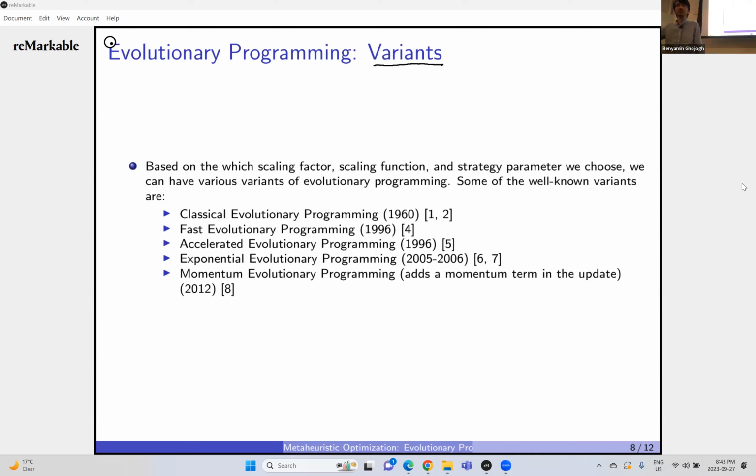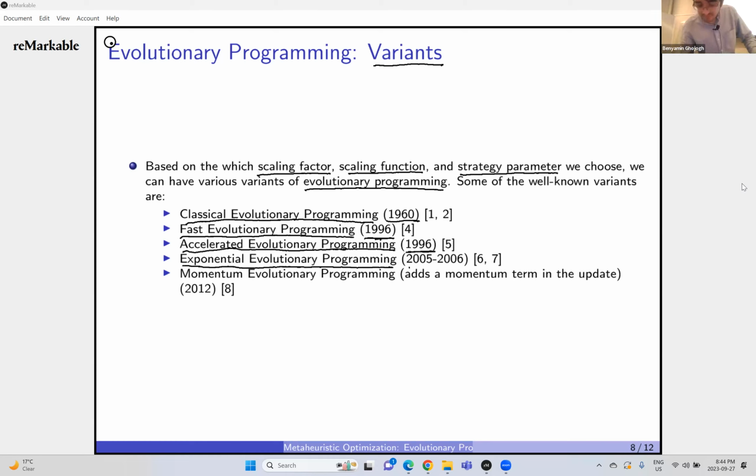So I just talked about the three main components of evolutionary programming, but we can also have famous variants based on which scaling function and strategy parameter we choose. We can have various variants of evolutionary programming. Some of the well-known variants are these. Classical evolutionary programming was proposed in 1960, references 1 and 2, right? Fast evolutionary programming, 1996. Accelerated evolutionary programming, 1996. Exponential evolutionary programming, 2005 and 2006.